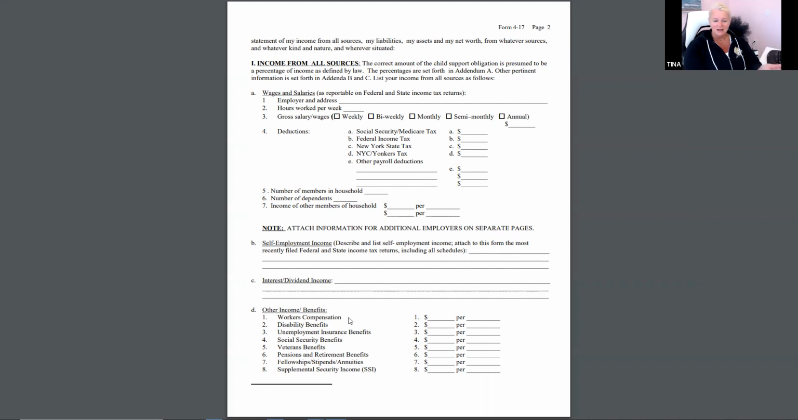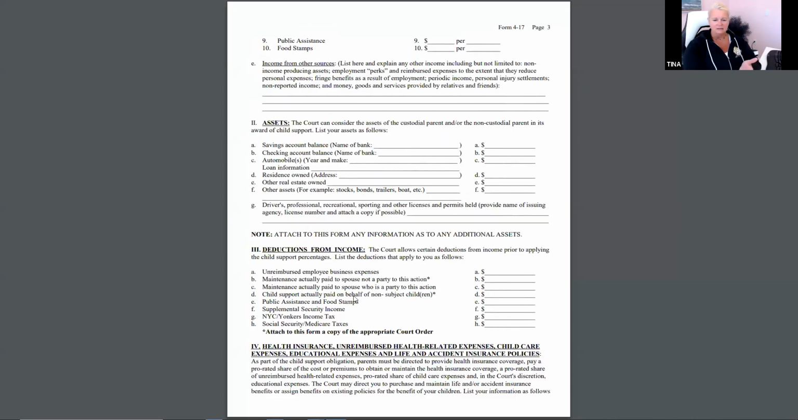So here, workers' comp, self-explanatory. You get a benefit sheet, put it here. Disability benefits, same thing. Unemployment, don't lie, come on. Social security benefits, veterans benefits, pensions, fellowship stipends and annuities. Stipends, teachers get stipends and fellowships. They're like add-ons to their income. Put it in there. And then SSI, same thing.